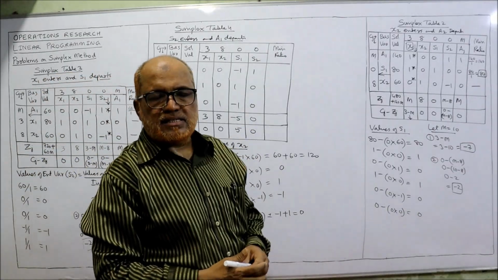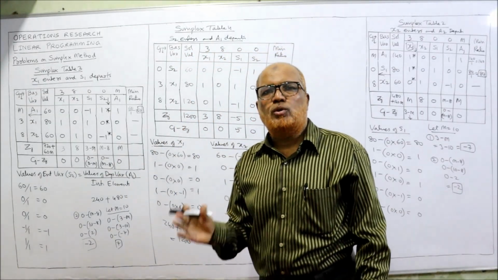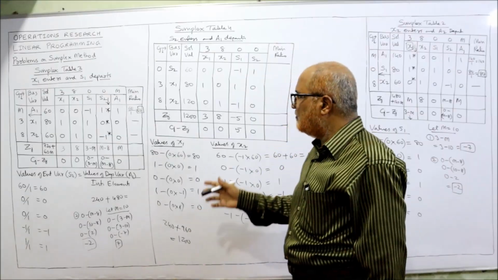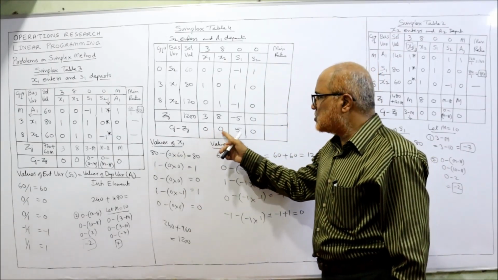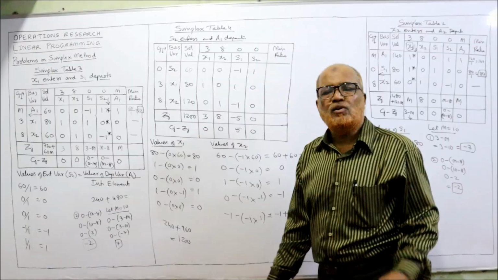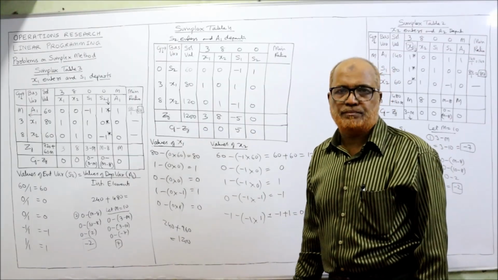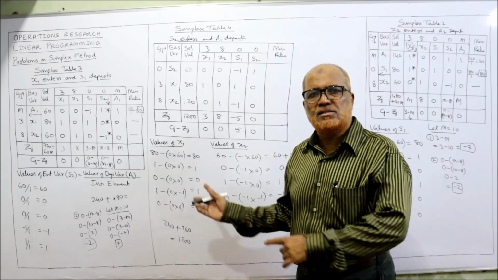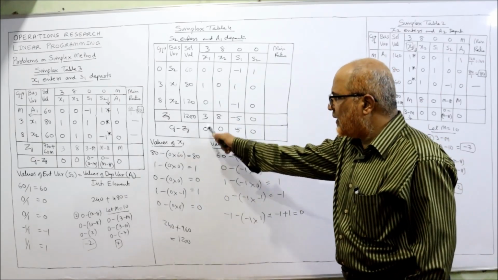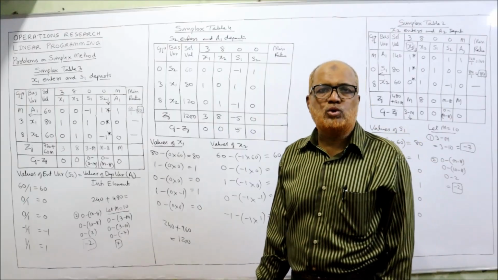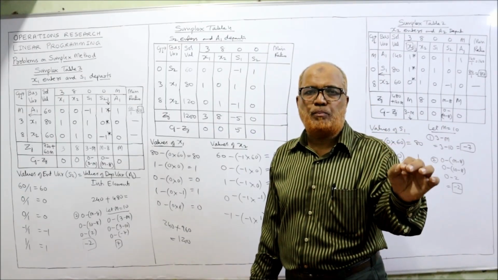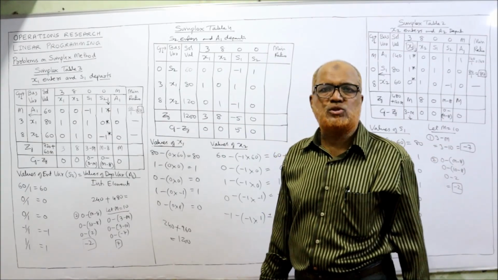That's all. The optimality test says all the index row elements should be zeros and positive. No negative should appear. And we got all positive: 0, 0, 5, 0. So we have reached the optimum solution. No further tables are required. This is the optimum solution. So after completing this table, you should write the conclusion. Since all index row elements are zeros and positive, we reached the optimum solution.